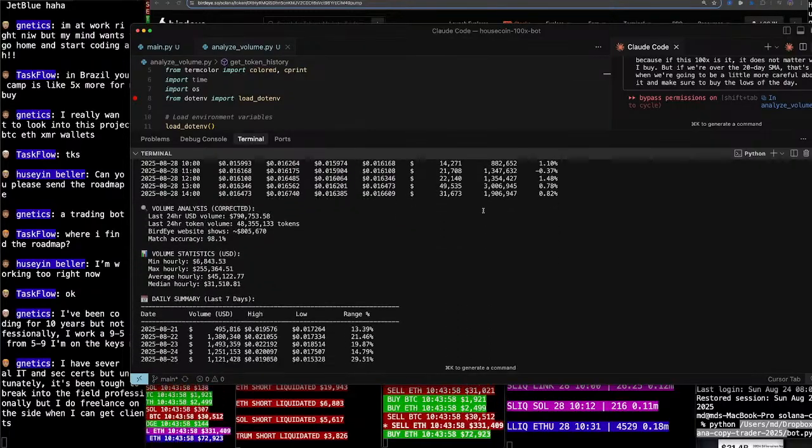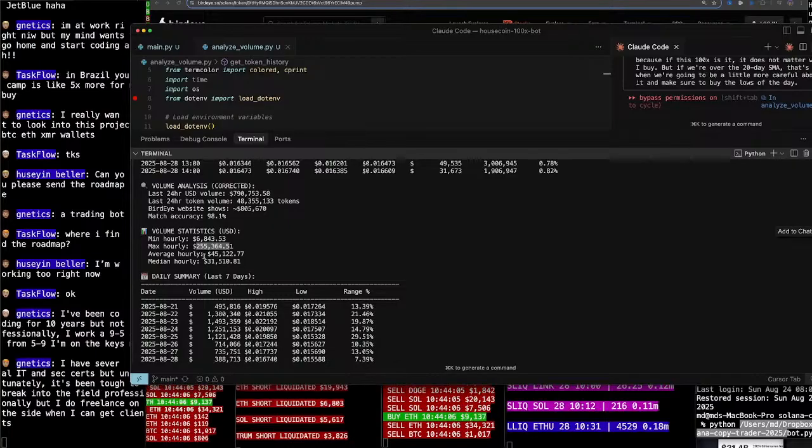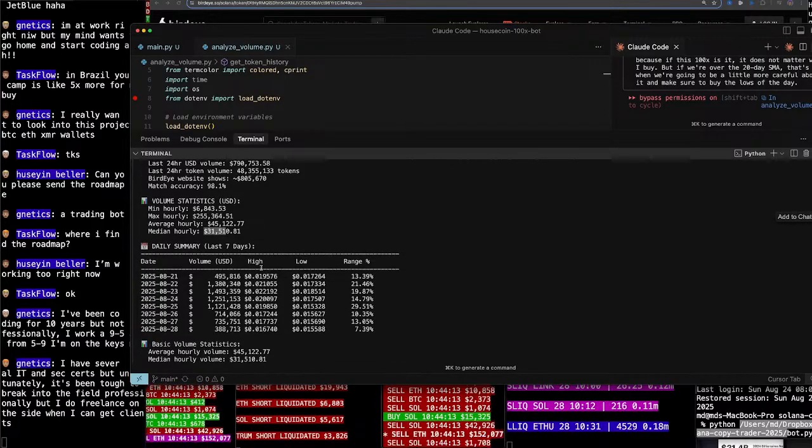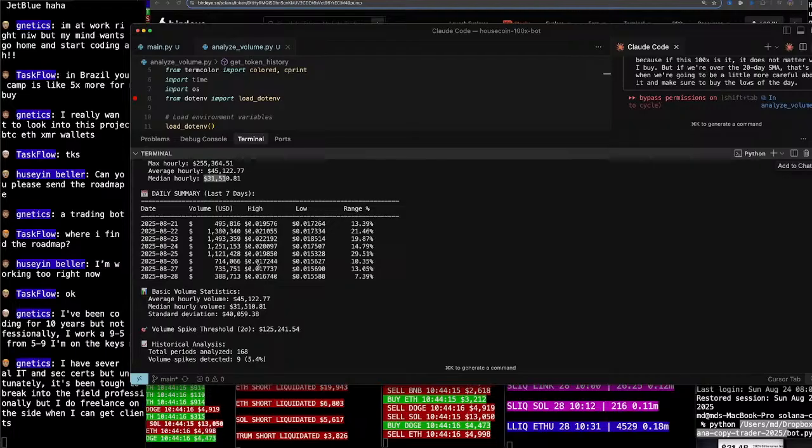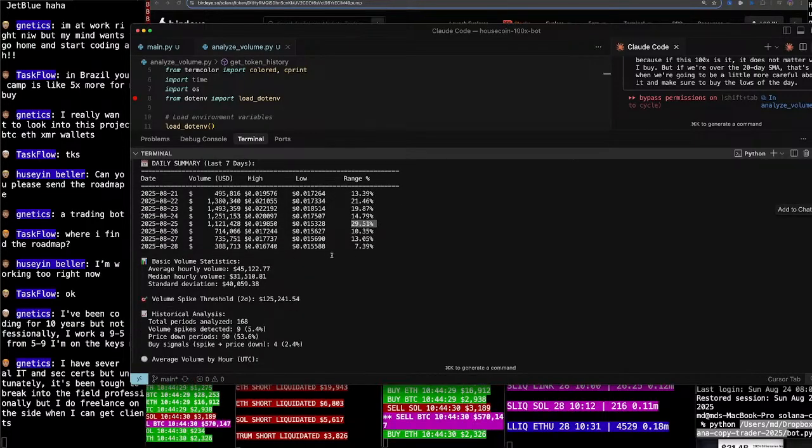Okay, so volume statistics here. Minimum hourly is 6,000. Volume max hourly is 255,000. Average hourly 45,000. Median hourly 31,000. Daily summary. So the range. This is where you'll get busted, dude, and that's why I'm building this. You'll get cracked if you use DCA on Jupiter. It's cool. I like DCA, but you'll get smoked, bro.